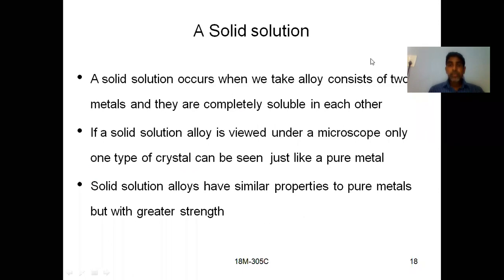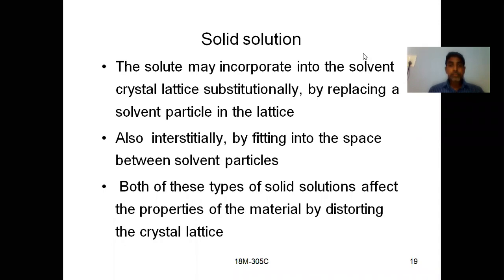And coming to the next slide. See, the solute may incorporate into the solvent crystal lattice. Here we are having two types of solid solutions. This is very, very important. You may have substitutional solid solutions or you may have interstitial solid solutions. So how many types of solid solutions may you have? Substitutional solid solutions and interstitial solid solutions.